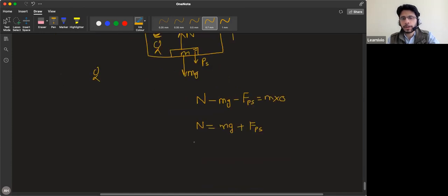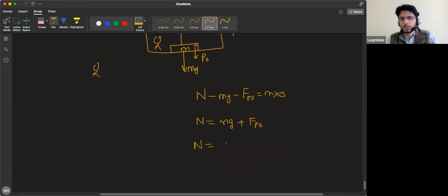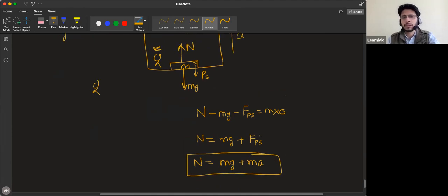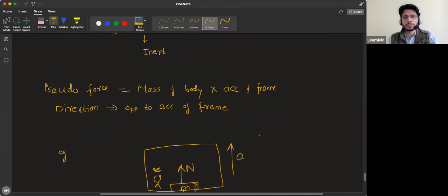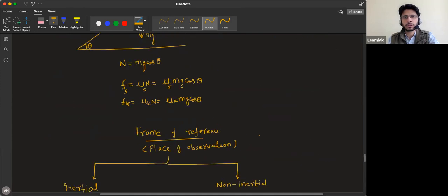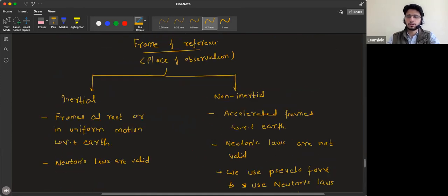So the normal reaction is mg plus pseudo force. How much is pseudo force? Pseudo force is mass into acceleration. So this is how we apply this pseudo force in a non-inertial frame. Note it down. Let's do some questions from the PYQ based on the same concept.